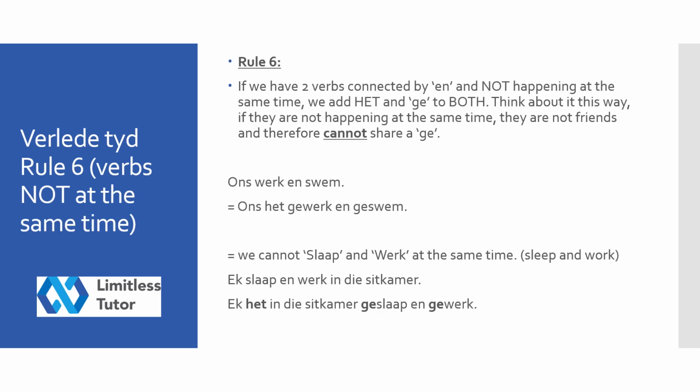Rule number 6: if we have two verbs connected by the word "en", and they cannot happen at the same time, we add a "het", and both verbs move to the end, and they each have their own "ge". We can think of it this way: if they are not happening at the same time, they are not friends, and therefore they cannot share a "ge", because they're not friends. Ons werk en swem.